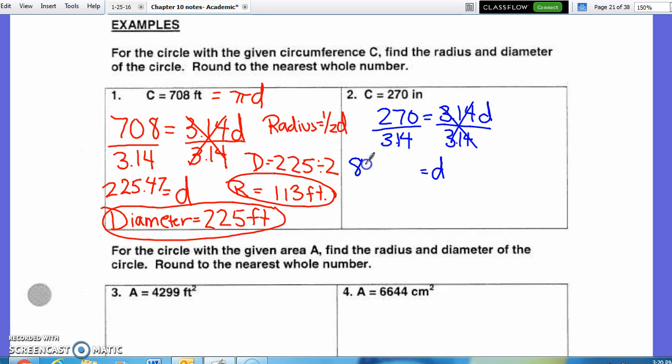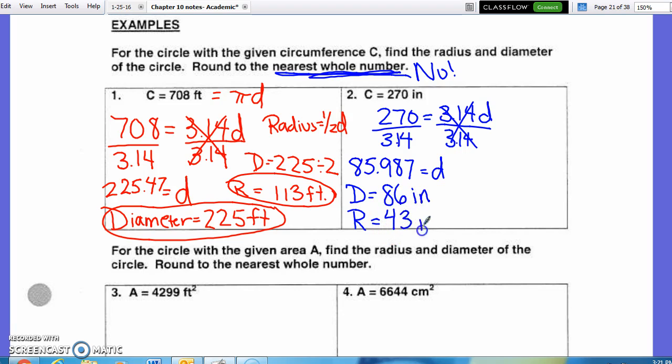Alright, so we're going to get 85.987. Is that answering your question rounded to the nearest whole number? No, it's not. We have to round. Don't forget to round to the nearest whole number. So rounding to the nearest whole number, our diameter is equal to 86. What's our label? Inches. Now find me my radius. What's 86 inches divided by 2? Well, half of 8 is 4, half of 6 is 3, so my radius is 43 inches.